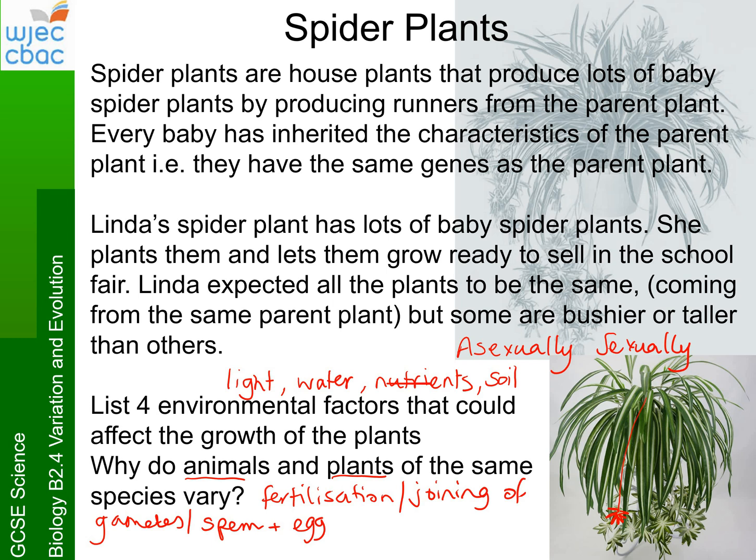So why do animals and plants of the same species vary? Because they inherit different genetic factors. So take a moment, write down the answer, make sure you've got the answer for the 4 environmental factors, as well as for why animals and plants of the same species vary.